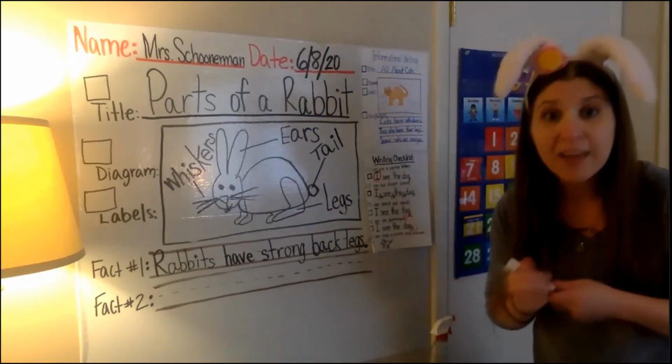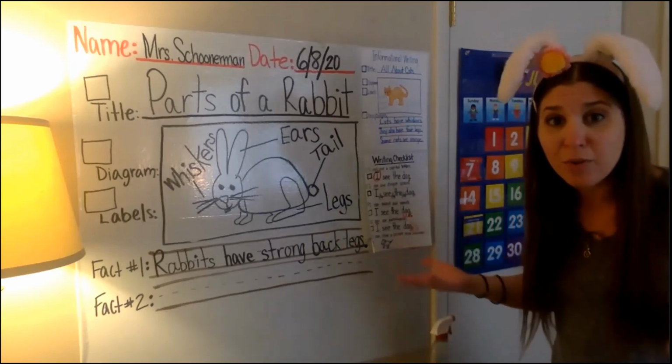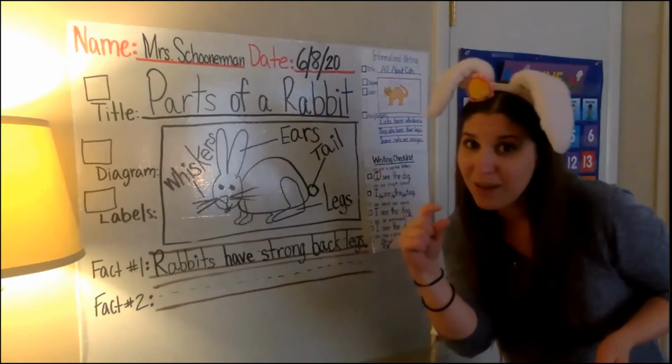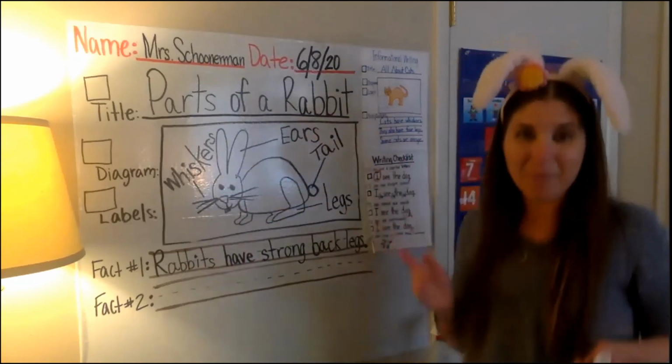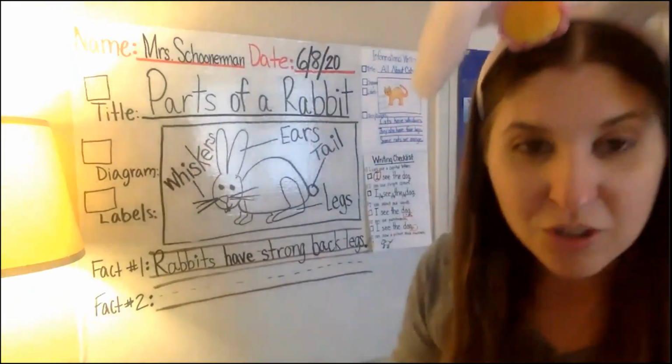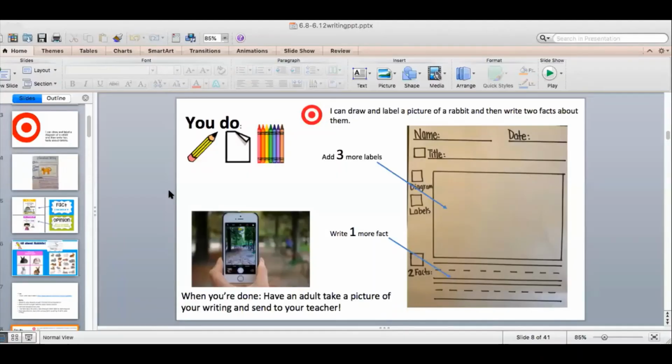But guess what? It's your turn. Now it's time for you to add a little more to this writing piece. We did some together, but now we've got an extra challenge. So let's review. So now it's time. I want you to go ahead and continue on with your informational writing piece. I want you to add 3 more labels and write 1 more fact all by yourself. And then when you're done, have an adult take a picture of your writing and send it in to your teacher so that we can see the incredible work that you've been up to.